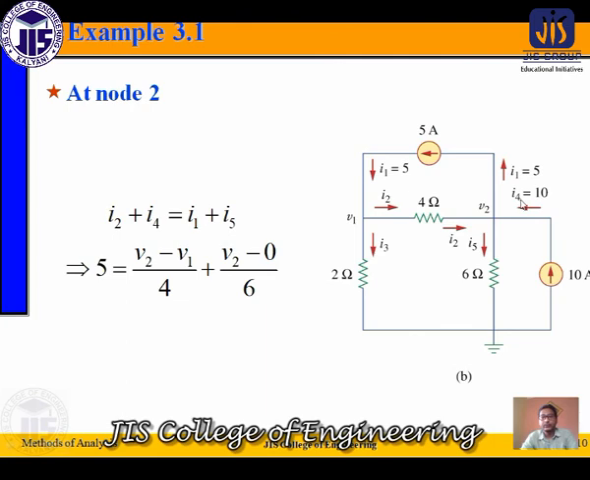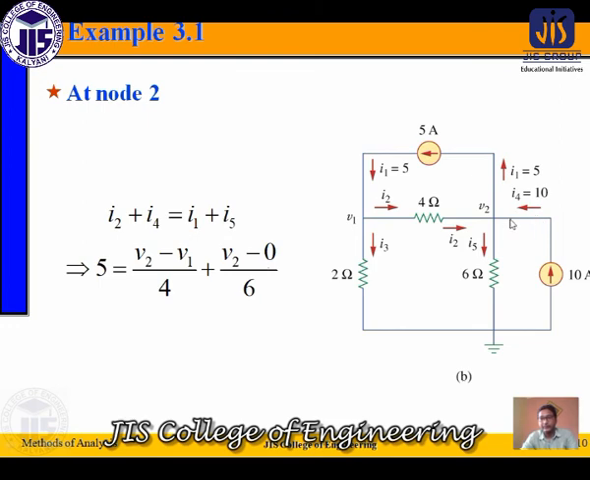So what is this I2 current? I2 current is over here, left to right. This current is flowing through this 4 ohm resistance and there is no current source. So simply we can write I2 means V1 minus V2 divided by 4. Similarly, in place of I5 we can write V2 minus 0 divided by 6.